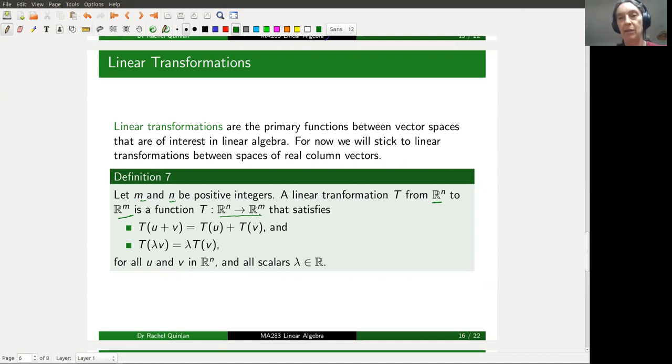So that certainly is something you could have. Like for example, let's say that n was 3 and m was 2, so you're talking about R3 to R2.